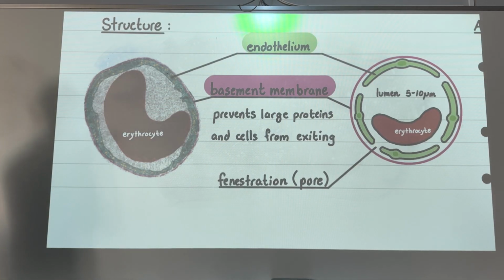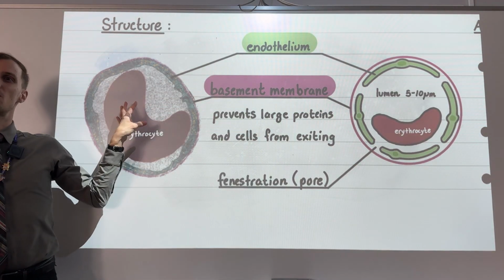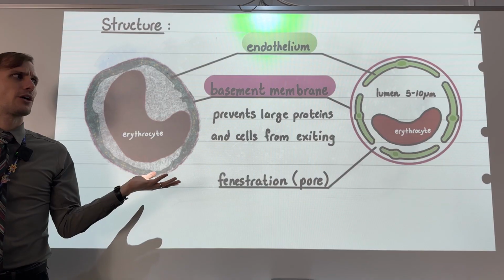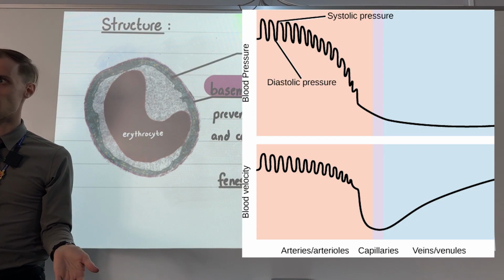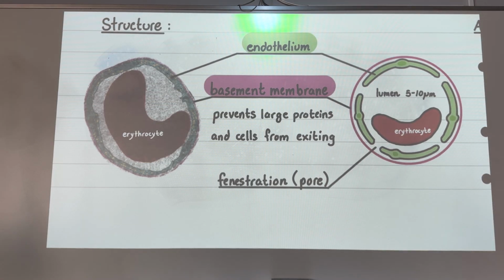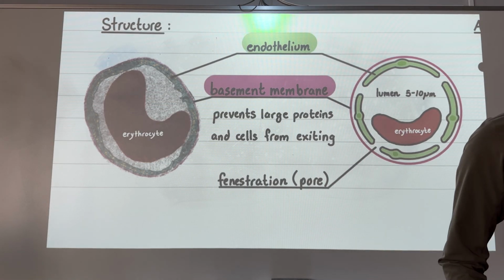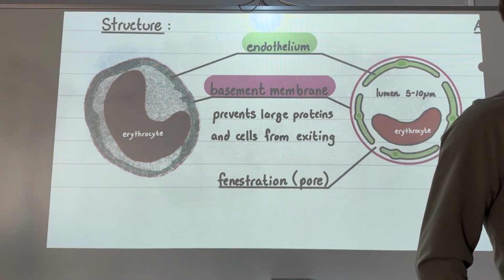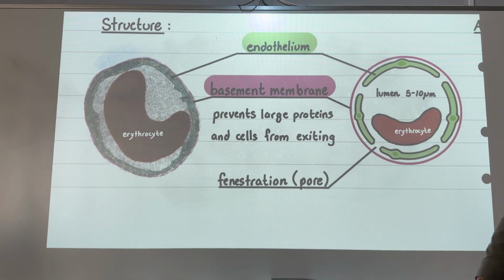So they're incredibly tiny. If they're this small, that means that the blood pressure must be ridiculously small, as well as the blood flow. We want to look at their structure and then explain how their structure is adapted to their function. So let's look at their structure first.